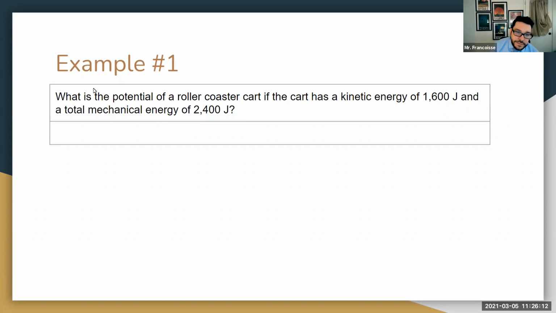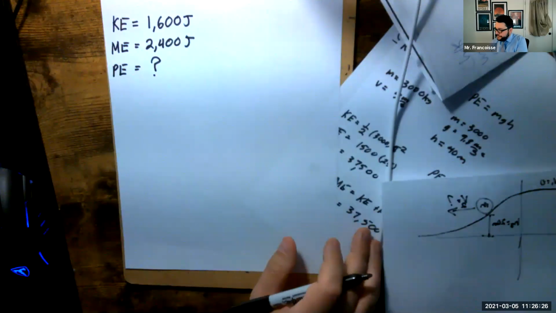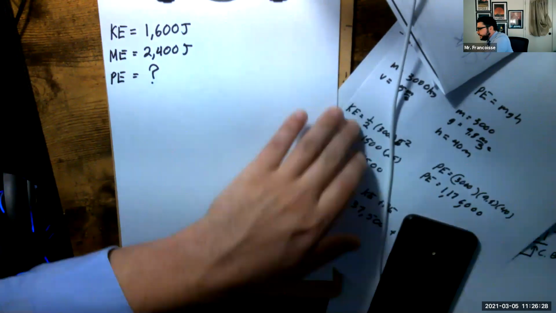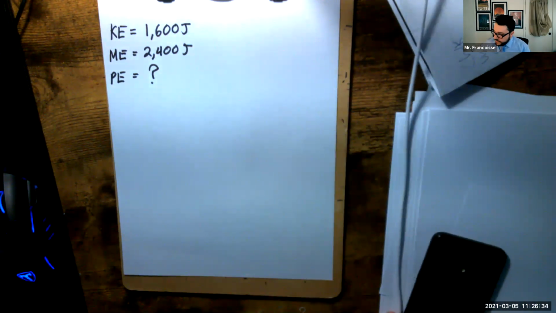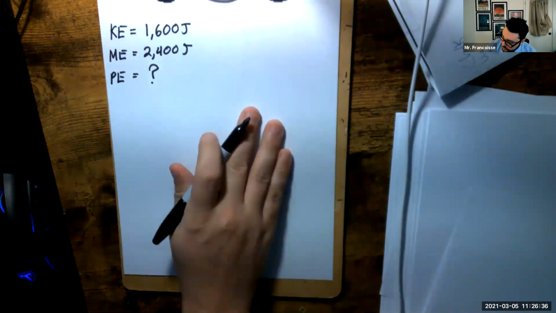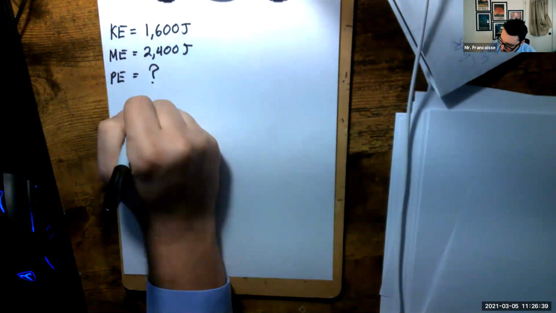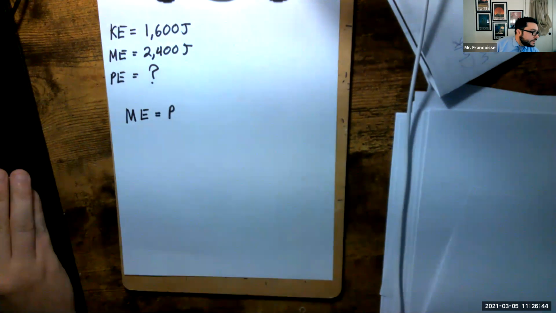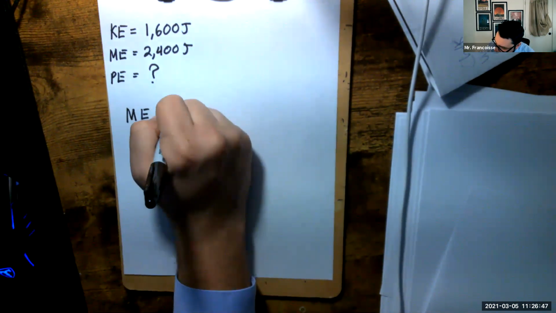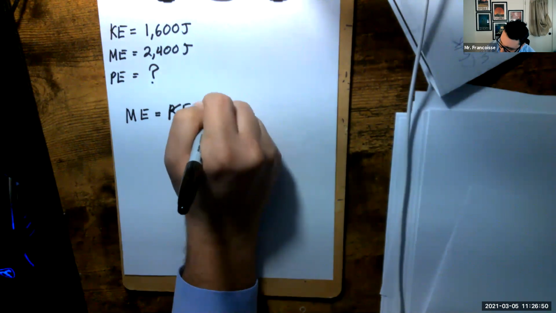They ask us, what is the potential? So we're trying to find potential energy. So from here, it's a really simple equation. So we know that our mechanical energy is equal to kinetic energy plus potential energy.